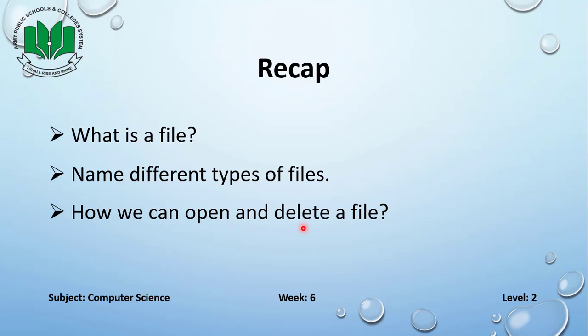How we can open and delete a file? There are two ways of opening a file. First one is to select a file on the screen by placing a cursor over it and double click it. The file opens on the screen. Second one is select a file by placing a cursor over it and do right click. The drop down menu appears having different options. Click open and the file opens on the screen.